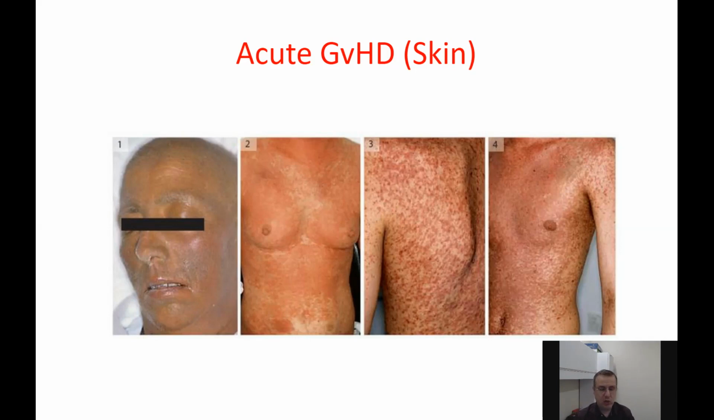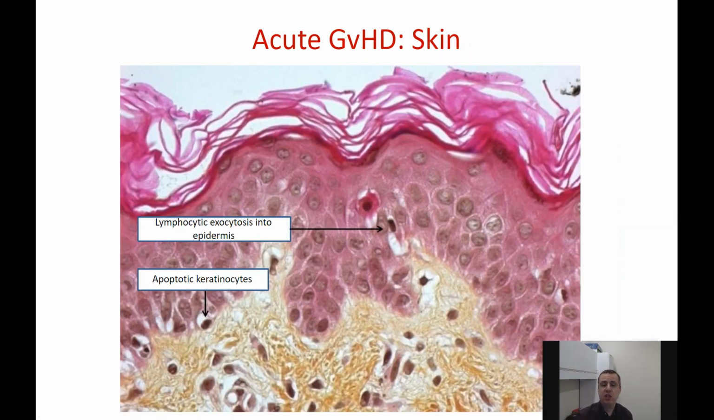The differential diagnosis of acute GVHD of the skin also includes things like toxicity to chemotherapy, viral infections, or reactions to drugs. And histologically, what we see is lymphocytic exocytosis into the epidermis, as well as the presence of apoptotic keratinocytes.